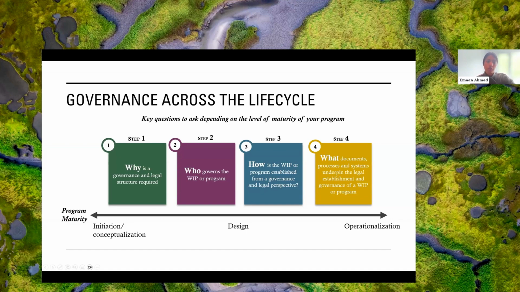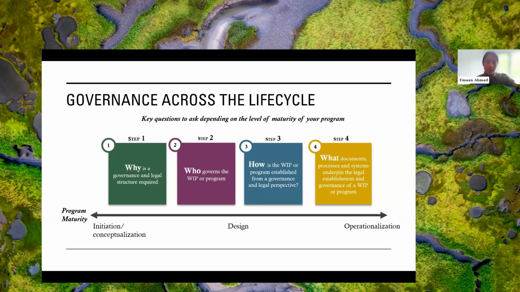As you move closer towards design, you're thinking about who is governing the program. Do you need to establish a committee or a new body to govern the program? Are there existing people, structures who can govern the program? And then you're also thinking about how the program will be established from a legal perspective. You're formalizing that decision of whether you want to set up your own entity, whether this is going to be a collaborative agreement between multiple parties.